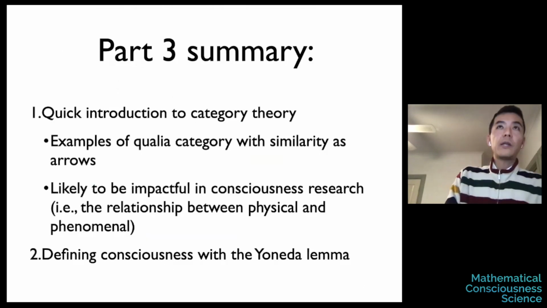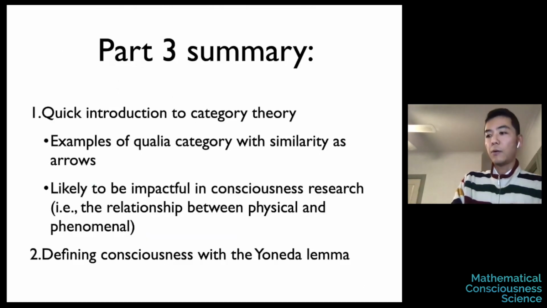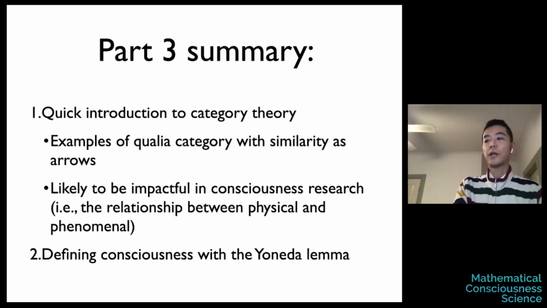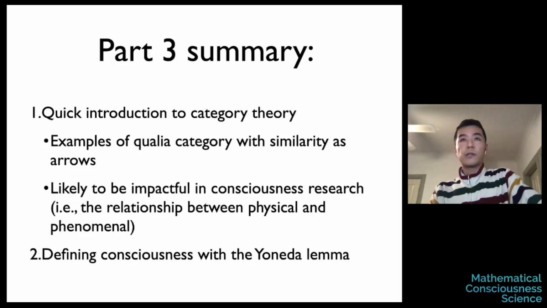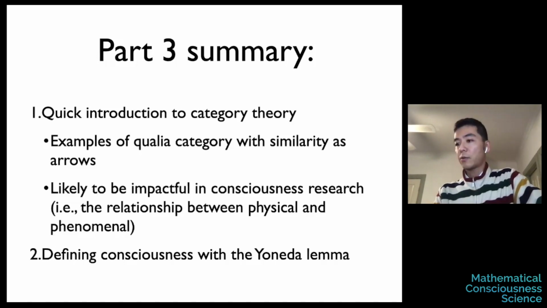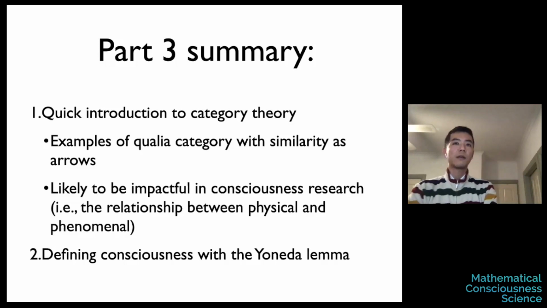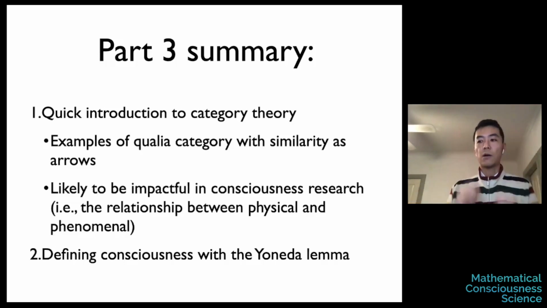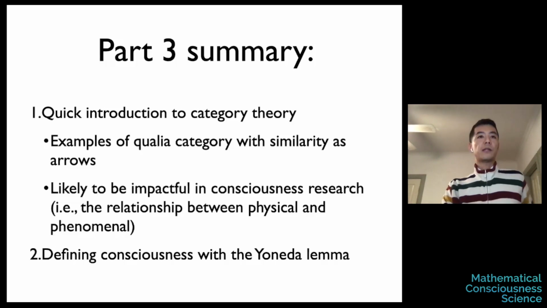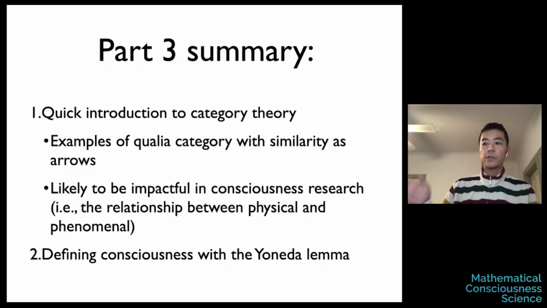So the part three summary, briefly: I briefly introduced category theory and proposed that a category of qualia is not something that is very difficult to construct or conceive. And it's likely to be important to educate consciousness researchers, I think, through this category theory, like thinking of different kinds of sameness. And then I also propose defining consciousness or qualia through relationships, like Yoneda's lemma.